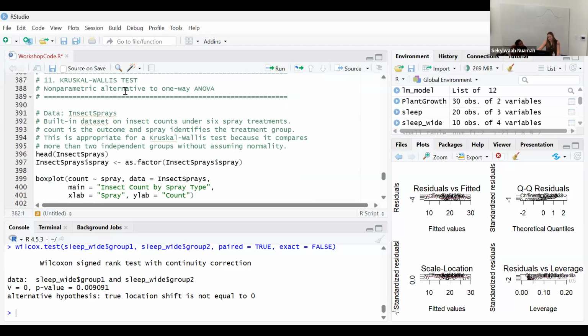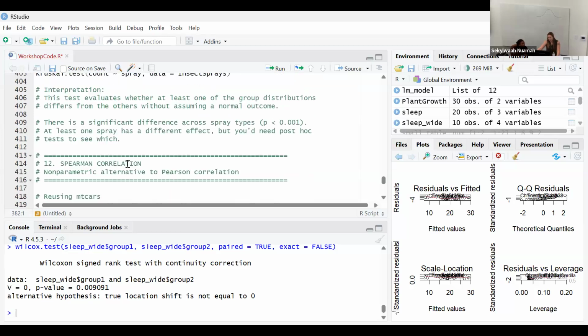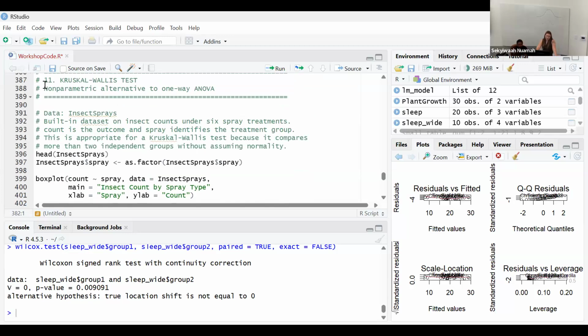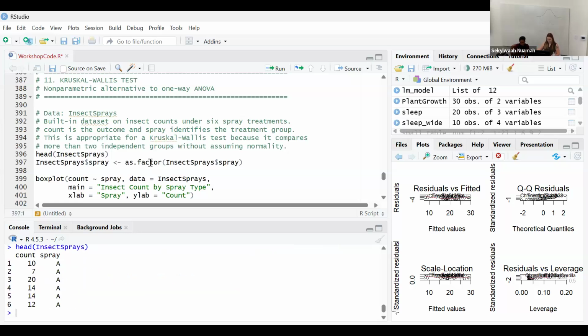Okay, then let's look at it finally. Or wait, I think there's one more after. Okay, so we have 2 more to cover really quickly. So here's our non-parametric alternative to the one-way ANOVA. The data that I'm going to use on this one is the insect sprays. So let's just go ahead and look at the top of it. I think there are 5 different sprays.